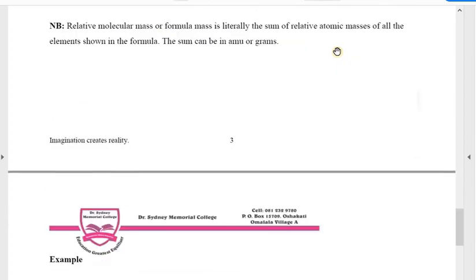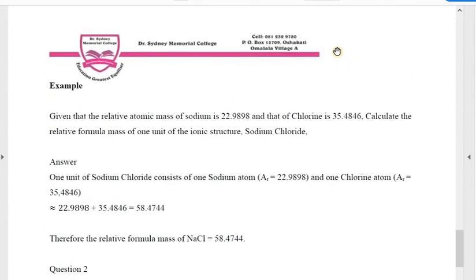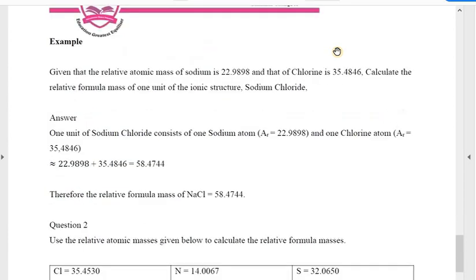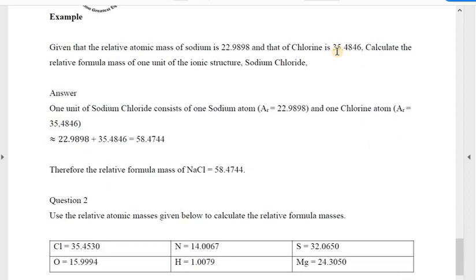Because if you can find the mass of the individual atoms, it means you can calculate the mass of the molecule, right? So I gave you here an example using the sodium chloride molecule, a combination of sodium and chlorine. You have the relative atomic mass of sodium given here. Here you have the relative atomic mass of chlorine. And if you add the two, it's just an addition, right?